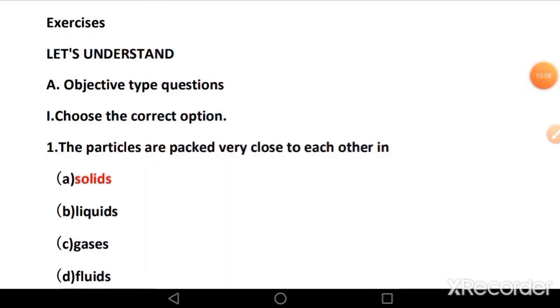Now let's see. Choose the correct option. First, the particles are packed very close to each other in: option A, solids; option B, liquids; option C, gases; and option D, fluids. Here answer is solids, because solids are substances in which the particles are packed very close to each other, and as particles are very closely packed, they have fixed shape.